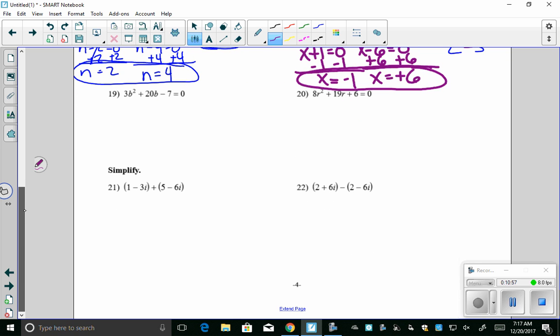Number 19. This time, the number in front of B is not 1. So this time I have to do busting the B's. When you are factoring, always check for a greatest common factor first. Well, in this case, there's not a number that will go into both 3, 20, and 7. So I have to bust the B. To bust the B, you're going to multiply 3 times negative 7, which gives me negative 21.